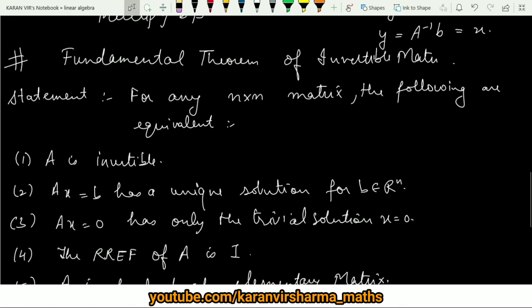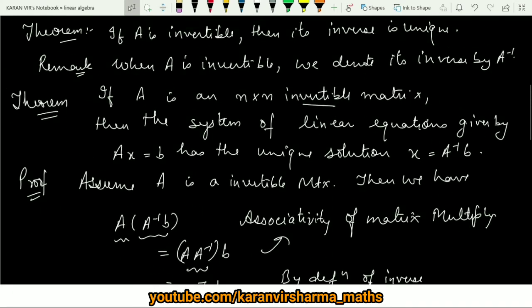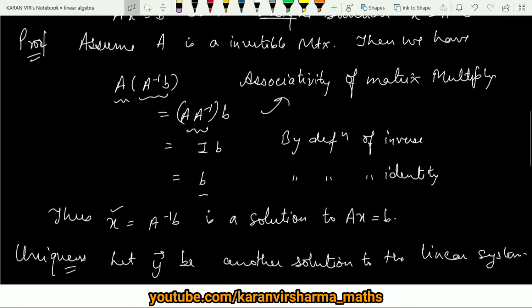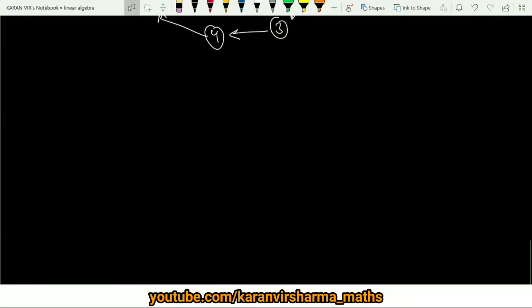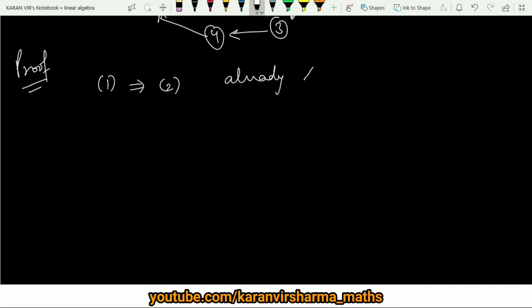So the first statement says if A is invertible, then Ax equals b has a unique solution for b coming from Rn. You can easily compare this with the theorem which we have studied today. If A is an n cross n invertible matrix, then the system given has a unique solution. So can I say that 1 implies 2 is already done? So proof: 1 implies 2 is already proved above.